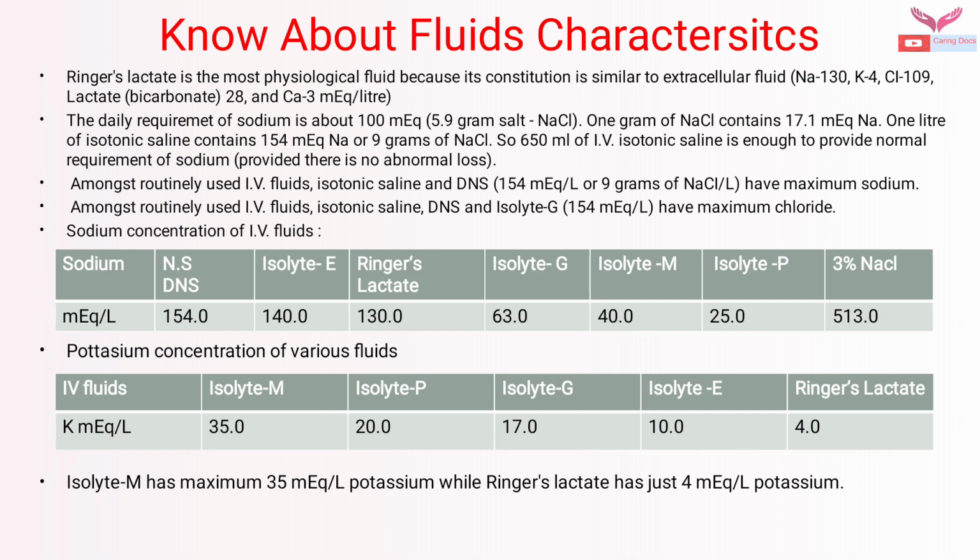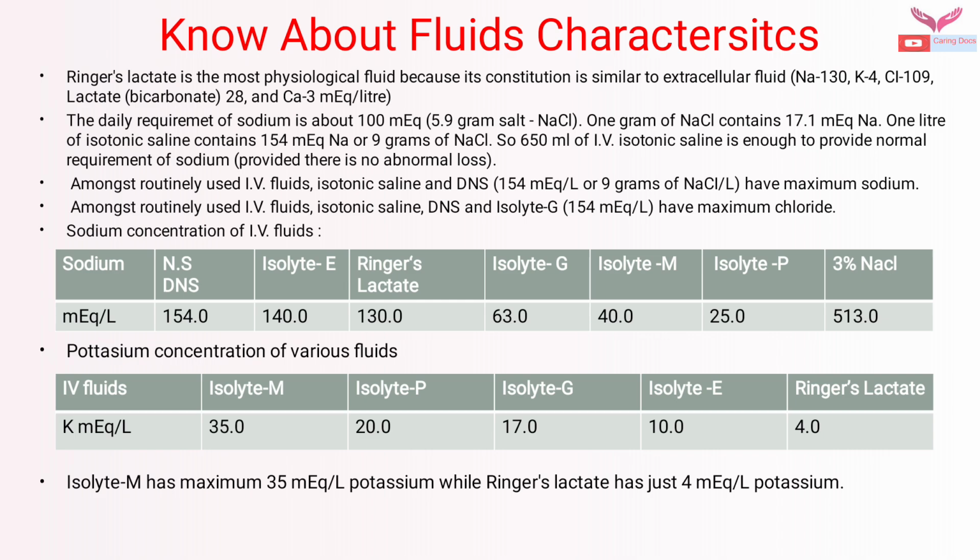Among the various IV fluids, isotonic saline and DNS have maximum sodium, and isotonic saline and isolyte G have maximum chloride also. The sodium concentration in various IV fluids is: in NS and DNS it is 154, in isolyte E it is 140, in ringer lactate it is 130, in isolyte G it is 63, and in 3% sodium chloride it is 513.